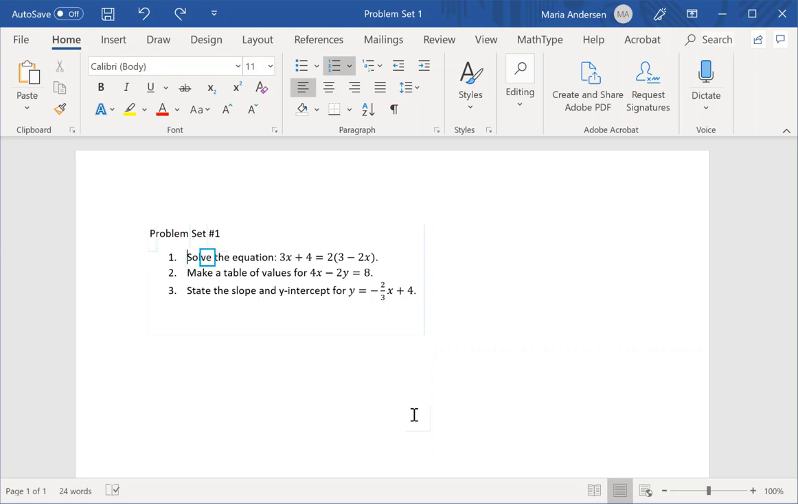1. Solve the equation. 3x plus 4 equals 2 open paren 3 minus 2x close paren. 2 of 3 level 1. 2. Make a table of values for 4x minus 2y equals 8, space, 4x minus 2y equals 8. 3 of 3 level 1, 3. State the slope and y-intercept for y equals minus 2/3, x plus 4, space, y equals minus 2/3 plus 4.